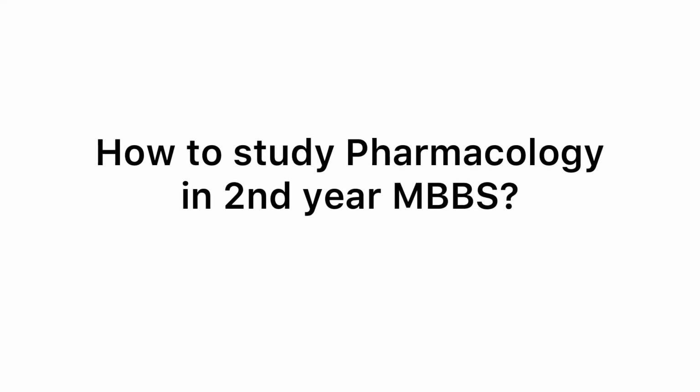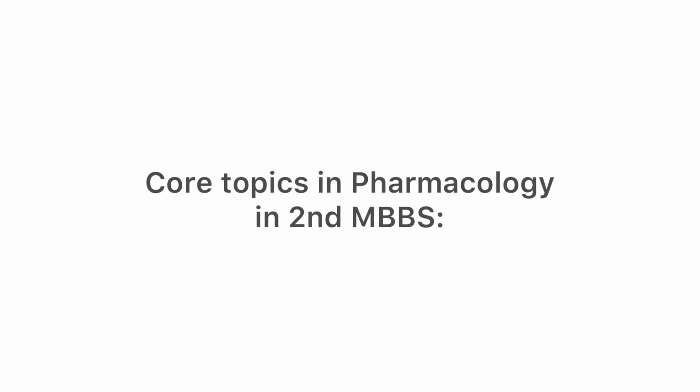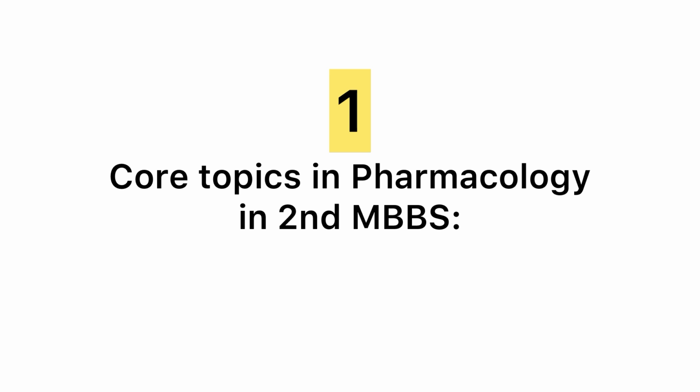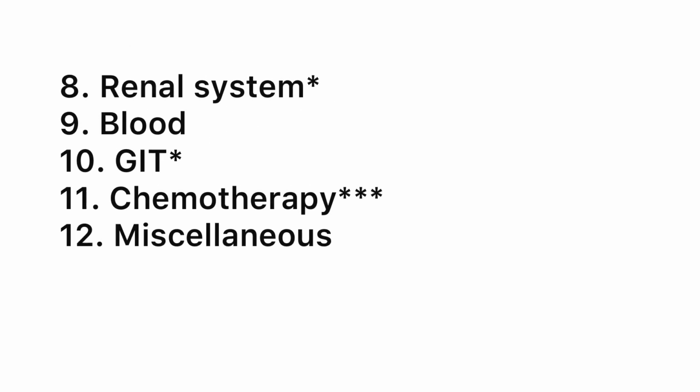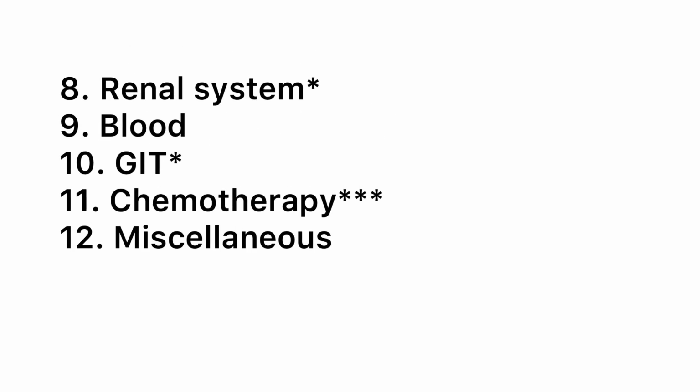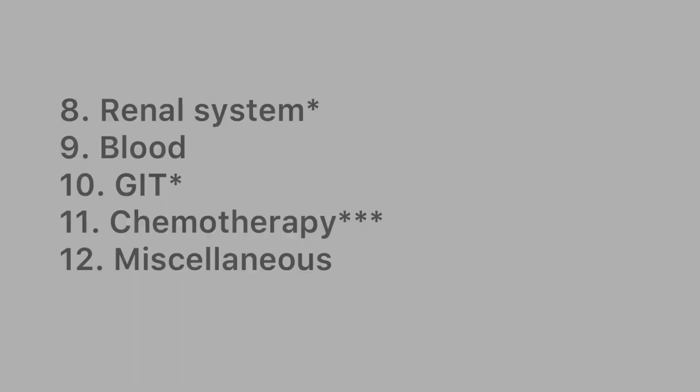How to study pharmacology in second year MBBS. Number 1. Core topics in pharmacology. General pharmacology, ANS, CNS, PNS, autocoids, endocrine, CVS and respiratory system. Renal system, blood, GIT, chemotherapy and miscellaneous. Those topics which I have highlighted with a star mark are important from the point of view of exams.